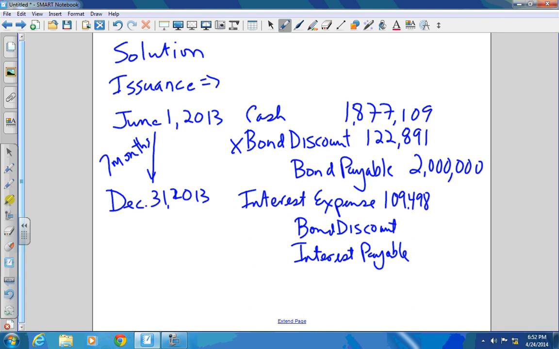And my interest payable, remember, was $180,000. Again, times 7/12, it's going to be $105,000. And then the difference between those two is the amount of discount amortized, which would be $4,498. And we've solved our problem.